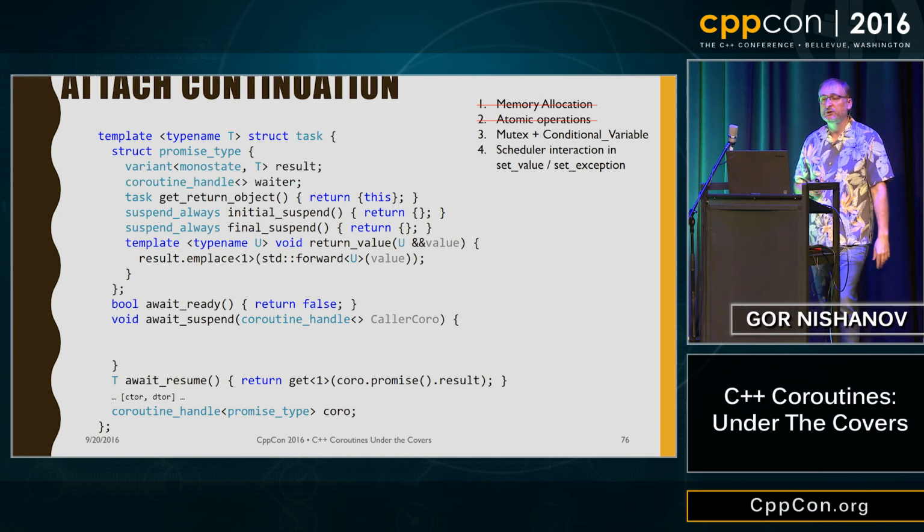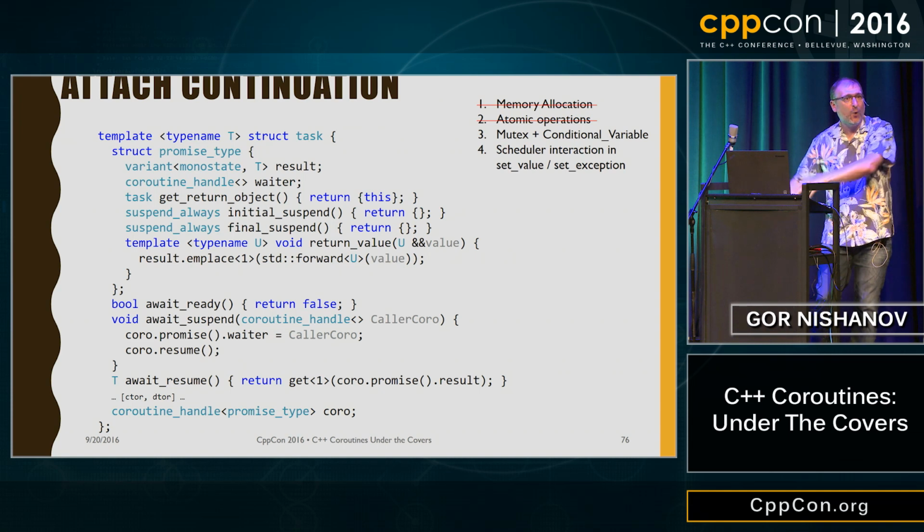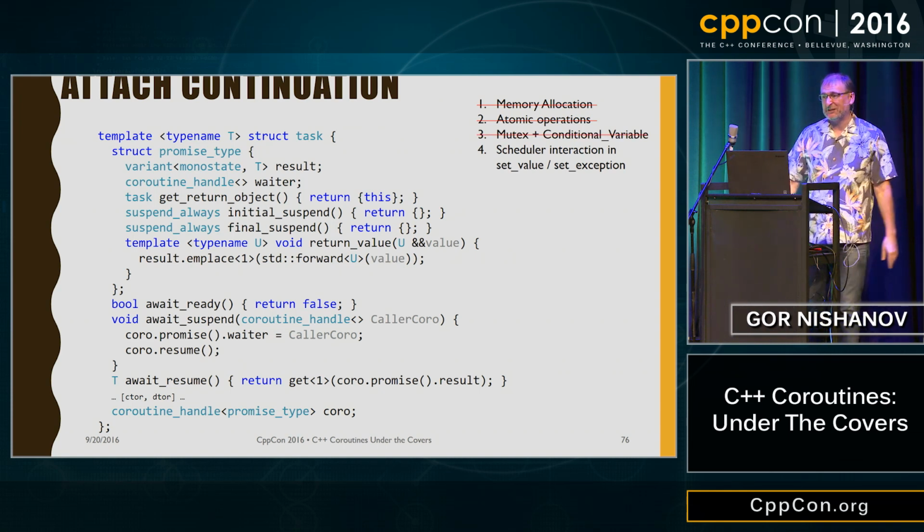So what we will do, we will remember the caller, the one who waits for us, in the coroutine frame, and we will resume ourselves. So essentially, we delay the start of the coroutine until somebody gave us a callback that we need to call when the coroutine completes. So that took care of the mutex and condition variable.